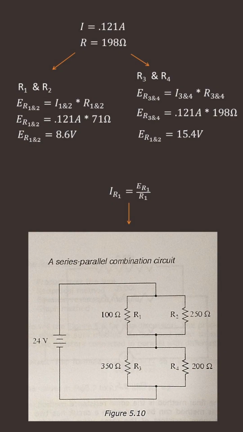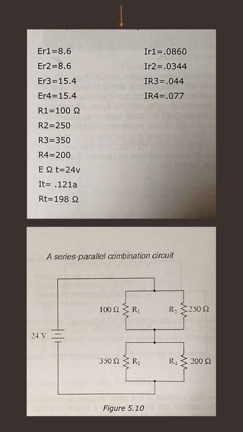Now you can break legs up to find the current drops across each resistor because you know voltage is the same in parallel circuits. Resistor 1 and 2 will see 8.6 volts and resistor 3 and 4 will see 15.4 volts. By using the Ohm's law formula for current, you can find current drops for each individual resistor. IR1 equals ER1 divided by R1, and so on, with R2, R3, and R4. The numbers may be a little different, but it depends on where you round off. In this figure, I rounded off to 3 places past the decimal point.